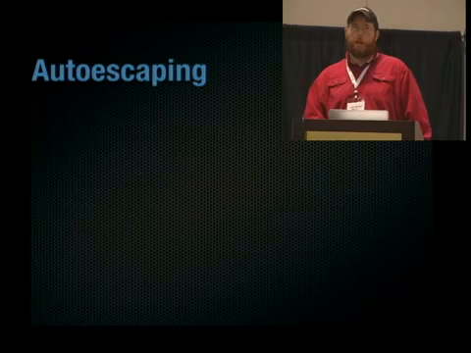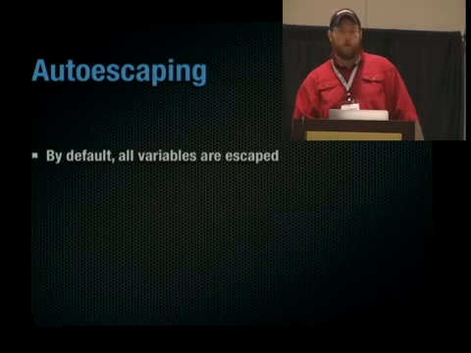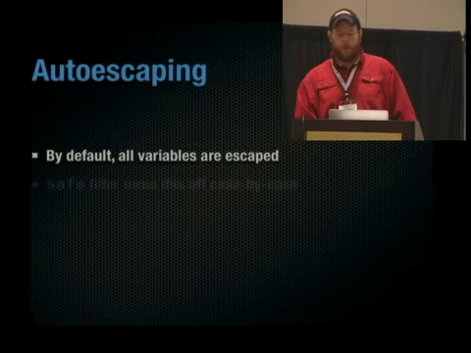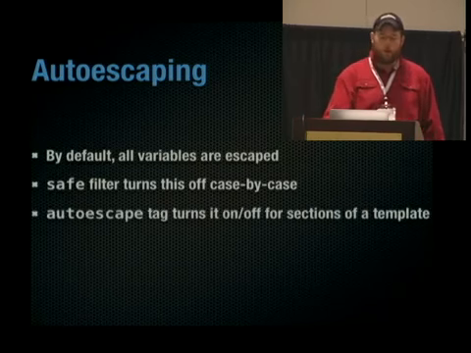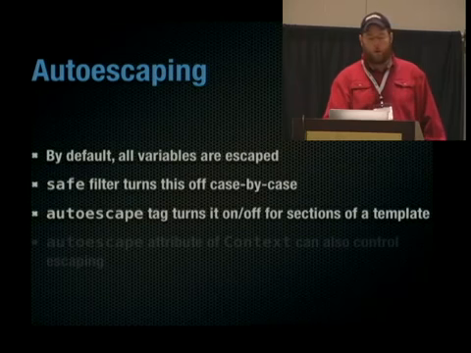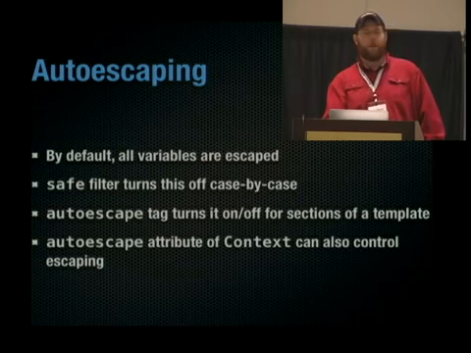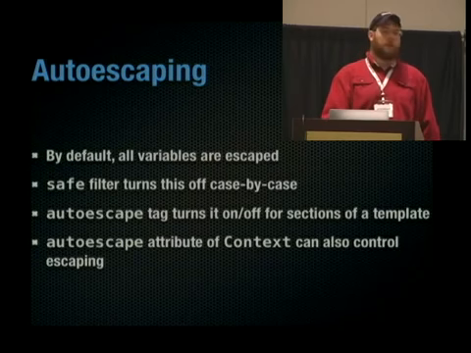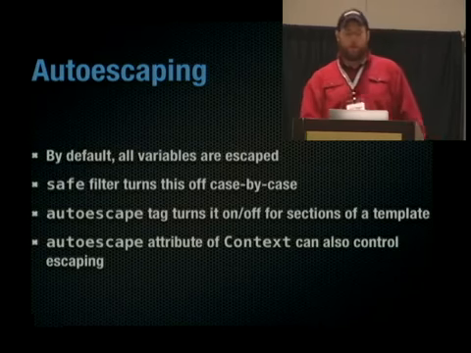Auto-escaping is also, oddly enough, as we'll see in a minute, part of the context. By default, as everybody knows, every variable in a Django template is escaped. There's a filter called safe that turns this off. There's also an auto-escape tag that can turn this on or off. There's also an auto-escape attribute on a context instance. I don't recommend you ever do this, but you can actually set that to false and turn off auto-escaping on a per context basis.